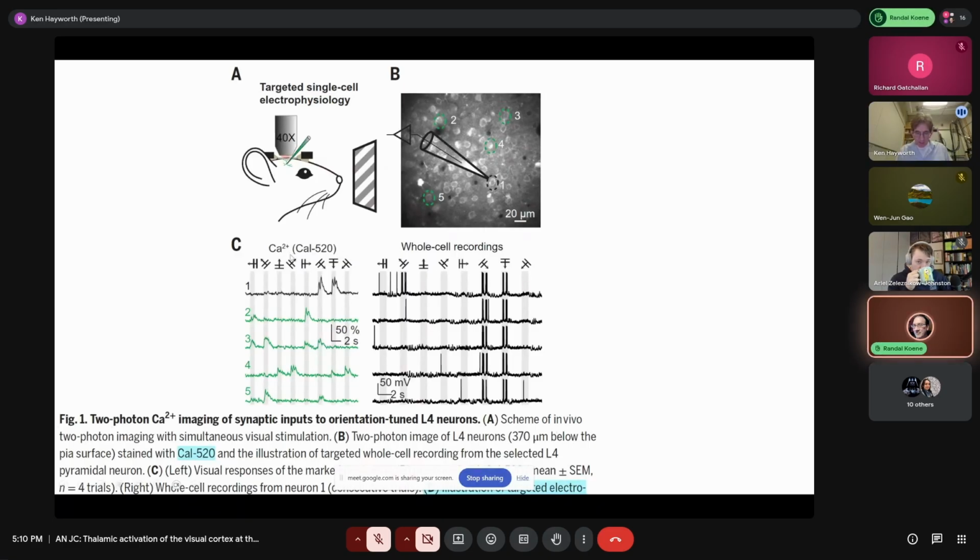Can I ask a quick question? Yes. So these are drifting gratings then? These are drifting gratings. They don't make a big difference between orientation sensitivity and direction selectivity in this paper. In fact, they don't really talk about direction selectivity per se. They just talk about orientation selectivity.